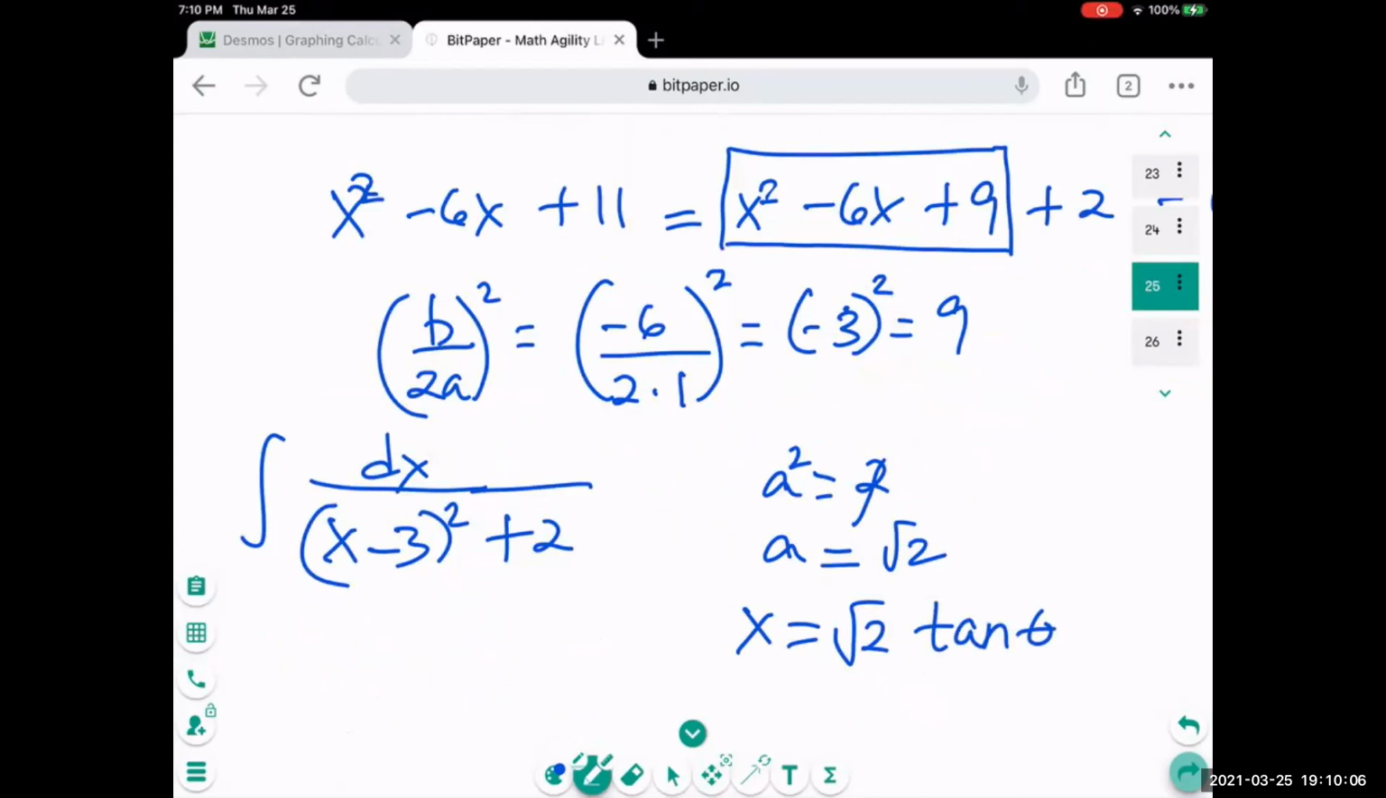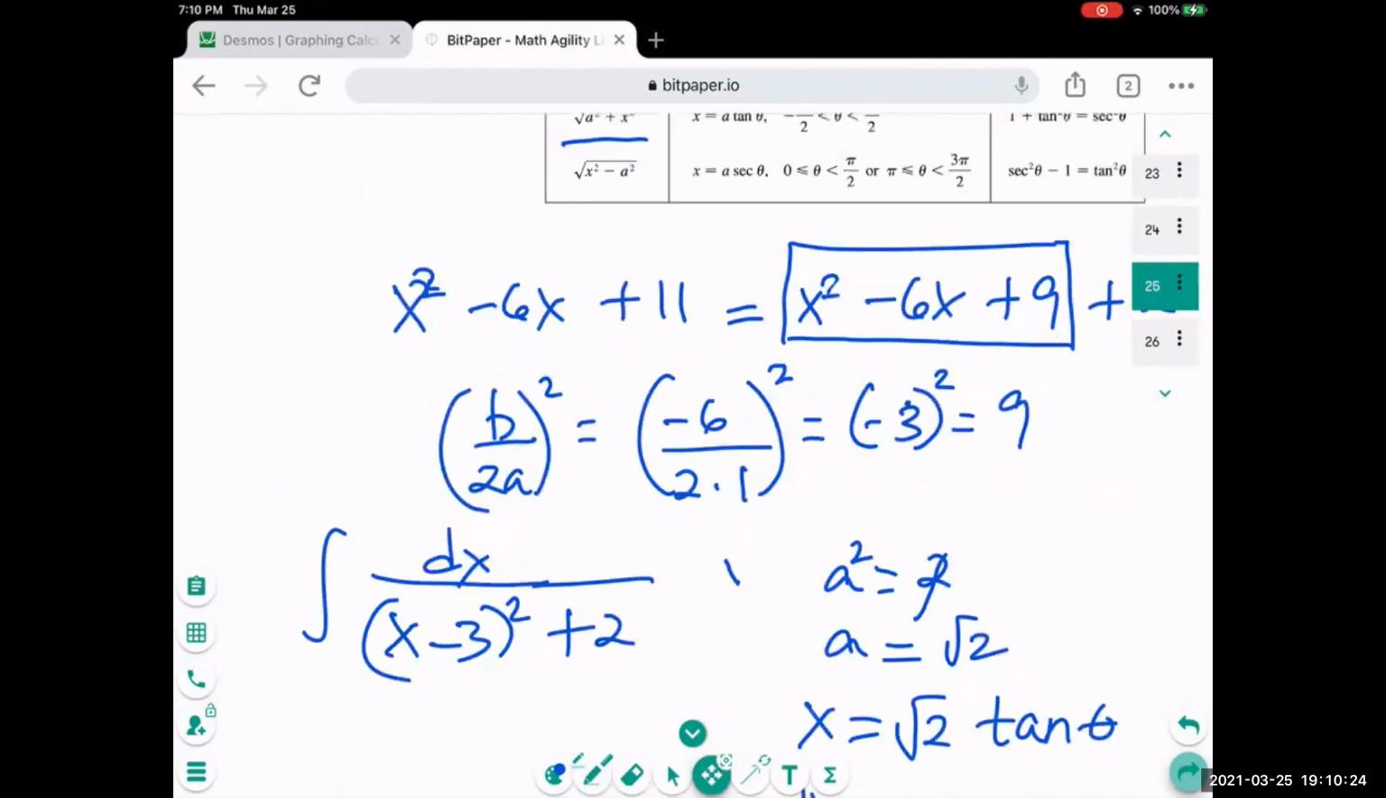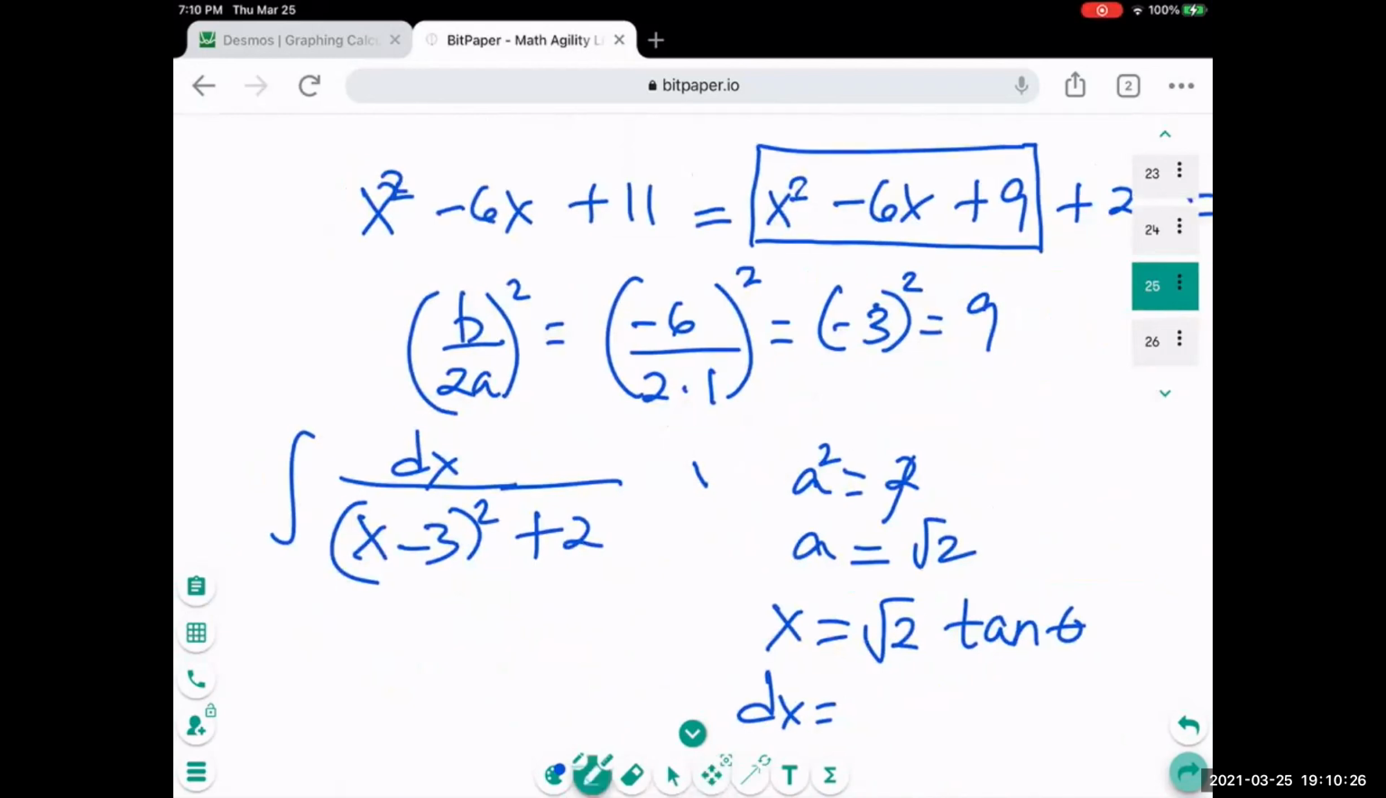And then, what is dx? So, dx would be... oh, there's a square. Okay. Hold on. Yeah, there's a square. Sorry. So, this is a square here. So, dx would be square root of 2 secant squared of theta d theta, right?